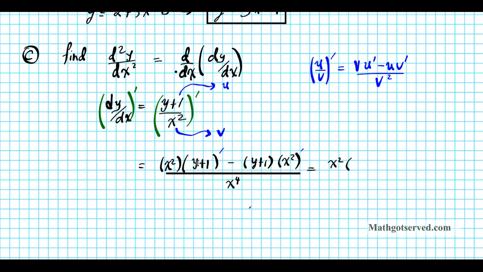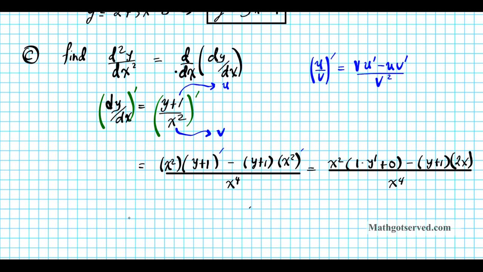Differentiating this implicitly, the derivative of y is y times dy dx, which is y prime, plus the derivative of 1, which is just 0, minus y plus 1 times the derivative of x squared, which is 2x using the power rule. The derivative of x is dx dx, so that drops off. Do not forget to add y prime when you're differentiating the y term. And then the denominator is simply still x to the 4th.